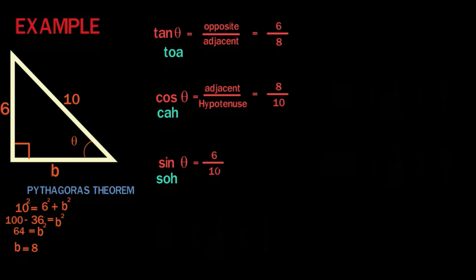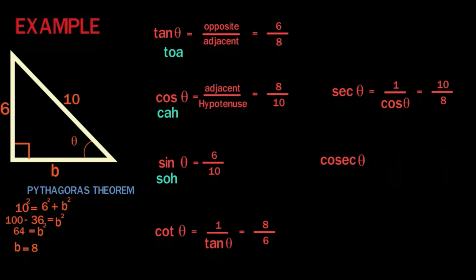With this we can calculate cotangent. Cotangent is 1 over tangent, so we flip the numerator and denominator: 8 over 6. Followed by secant. We remember the third character, so it's 1 over cosine. We flip the numerator and denominator: 10 over 8. Then cosecant, also the third character. So 1 over sine is 10 over 6.